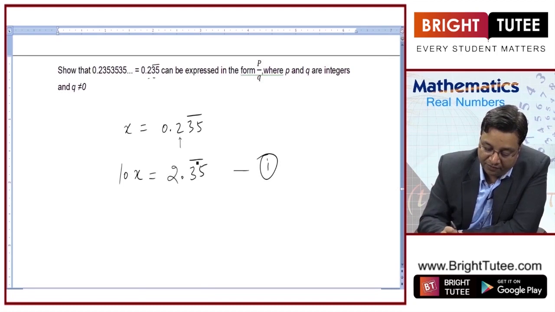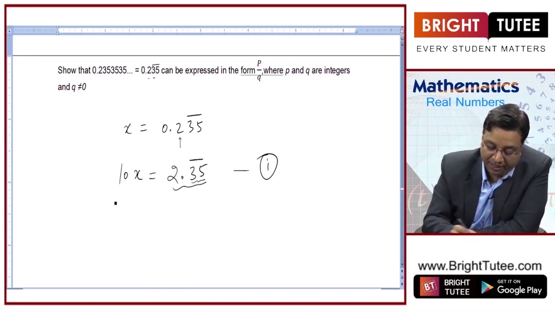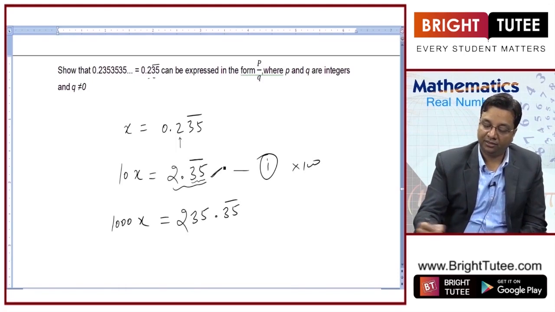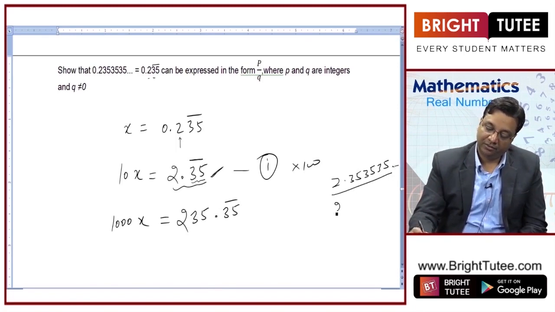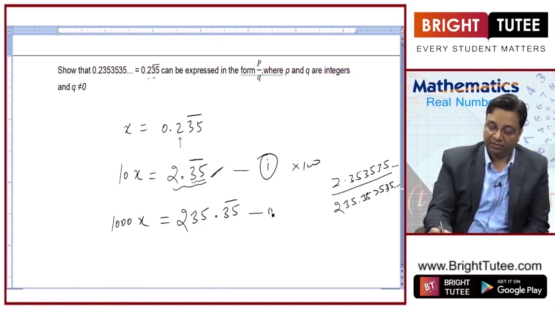Now which number should I multiply it with to bring this repeating block before the decimal? I'll multiply both sides by 100 of this equation, right? So this will become 1000x and it will become 235.35 bar, right? Because if you look at this number, this is 2.353535 etc. If I multiply this by 100, what will happen is it will become 235.353535 and so on. Okay, so now let it be equation number 2.